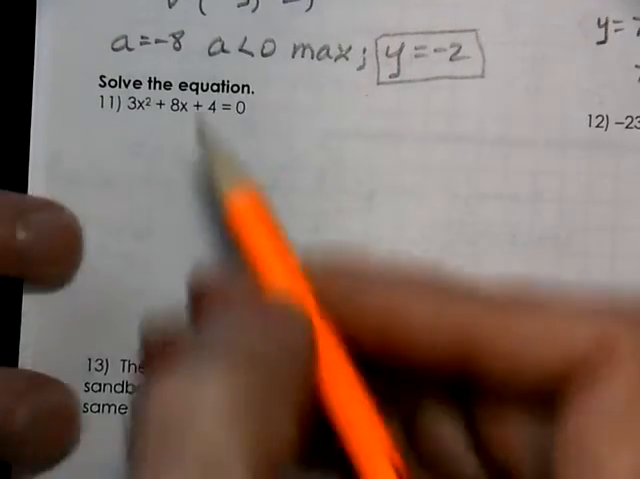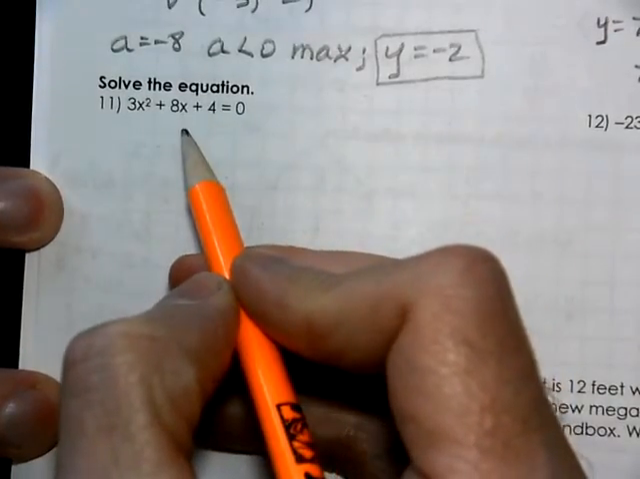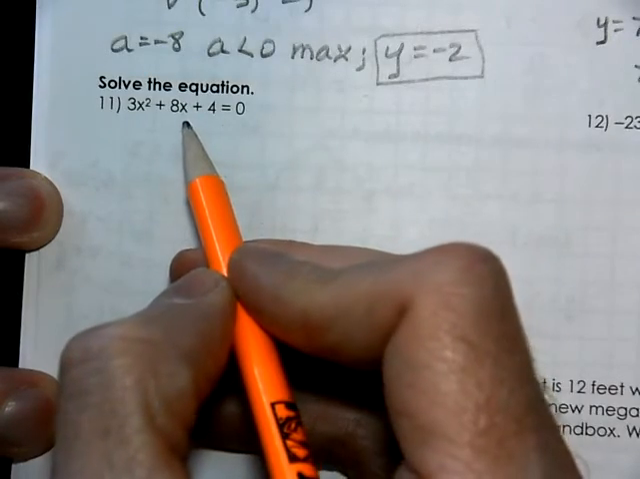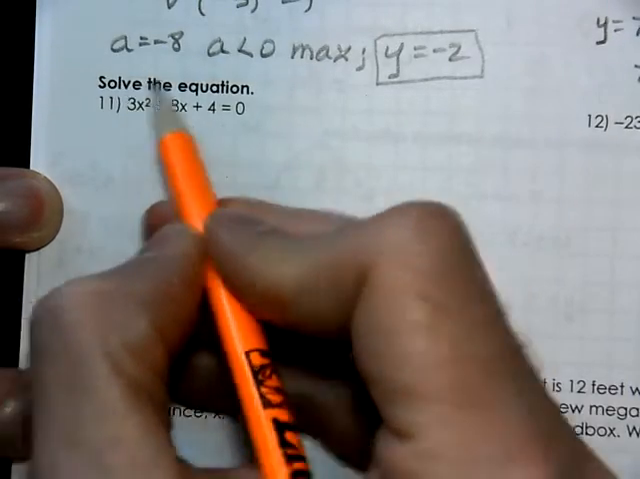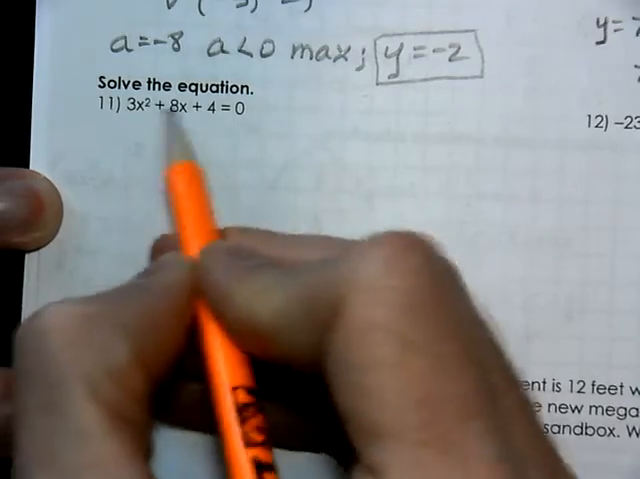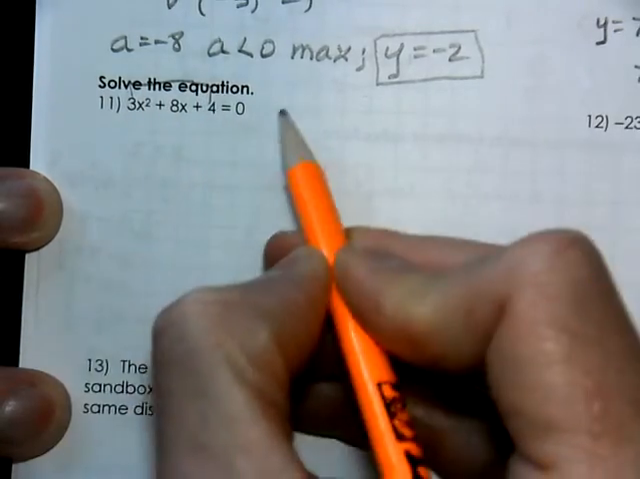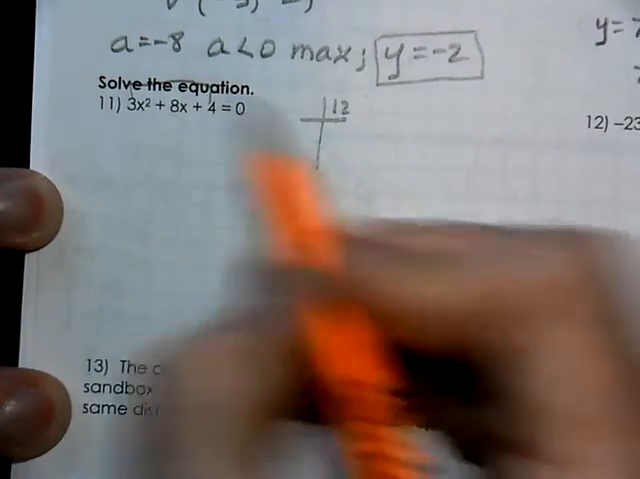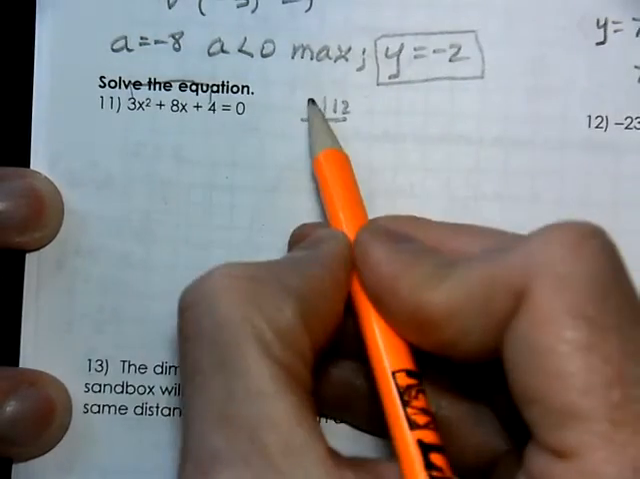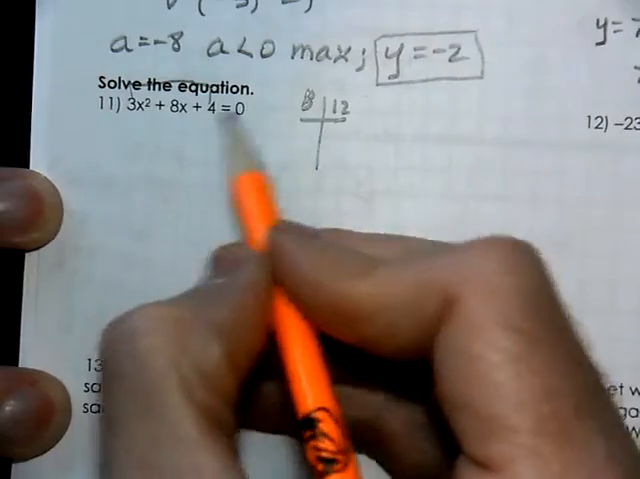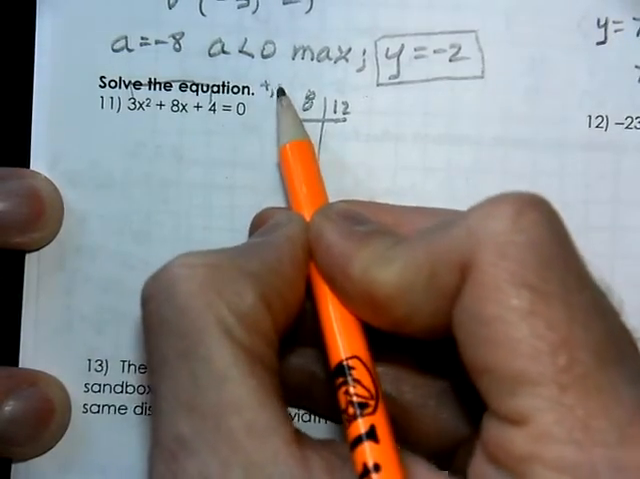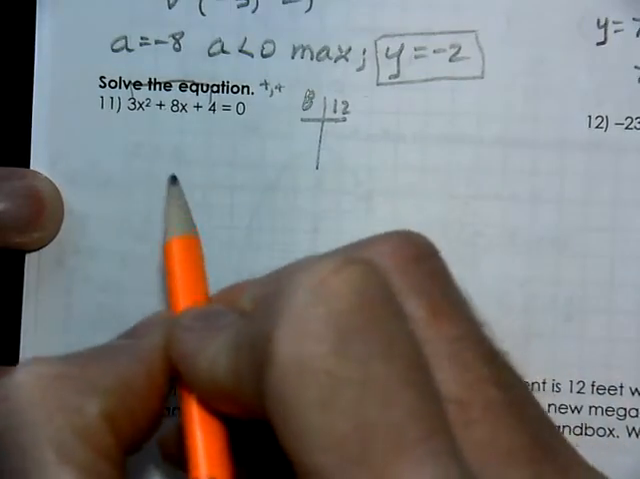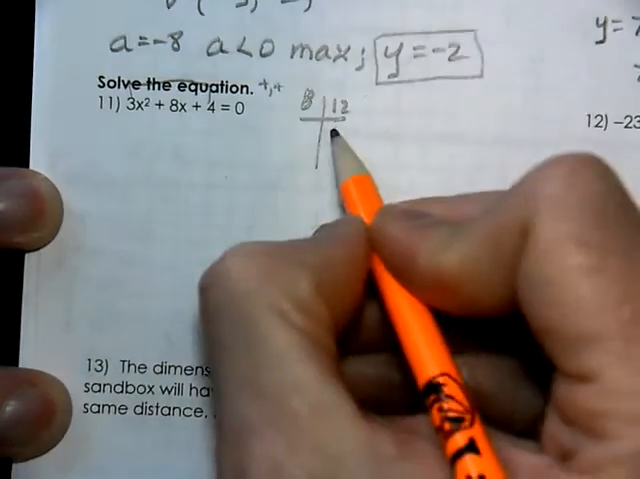Solve the equation. We need to figure out the value of x. One way to solve the equation is by factoring. Notice that the a value is greater than 1, so we're going to have 12. What multiplies to be 12 and adds to be 8? We know that both numbers have to be positive, for it to add to be positive and multiply to be positive.